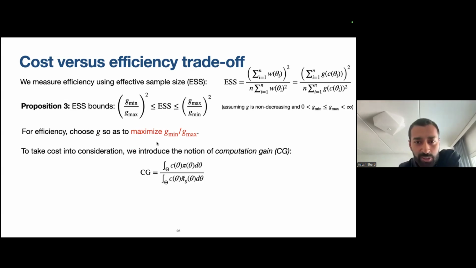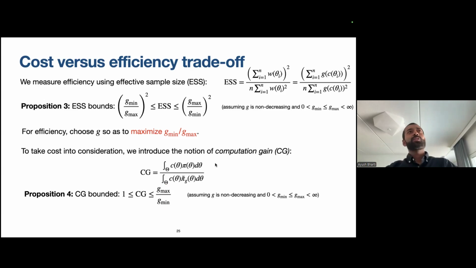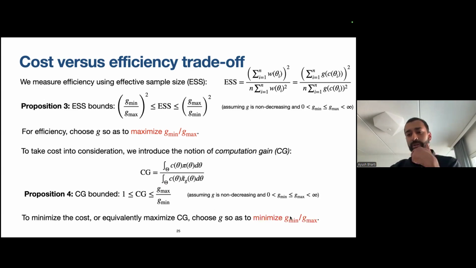To that end, we introduce the notion of computational gain, which we define as the expected cost when using the prior, for instance in NPE, or the target density, divided by the expected cost when you use our cost-aware proposal. So if you have a computational gain of 2, it means that our cost-aware proposal took half the time of using the target density or the prior. The worst that we can do in terms of computational gain is to be equal to this, so it's lower bounded by 1. That would be equivalent to just picking pi as our proposal. And this is upper bounded by G max by G min, which is the opposite ratio. So now, if we want to maximize computational gain, you would have to minimize G min by G max, which is exactly the opposite of what you would do if you were just focusing on efficiency.